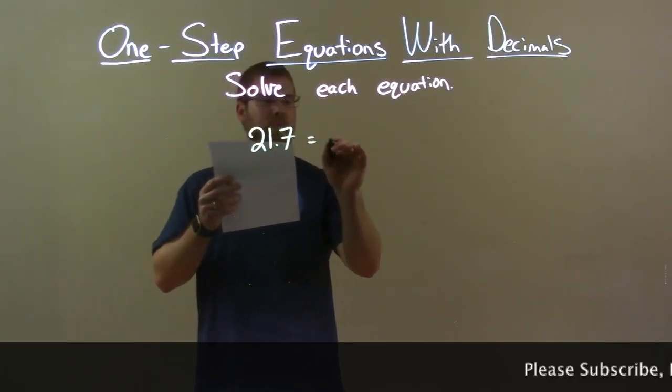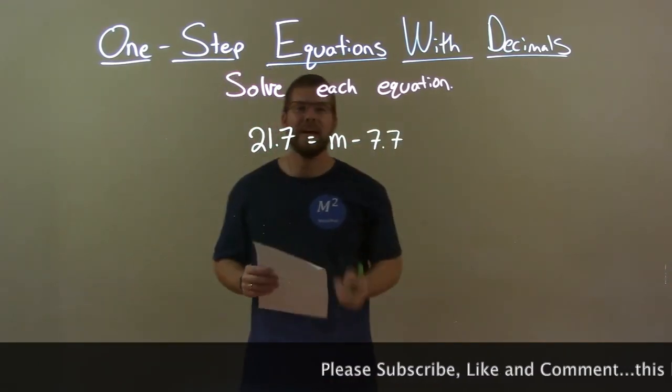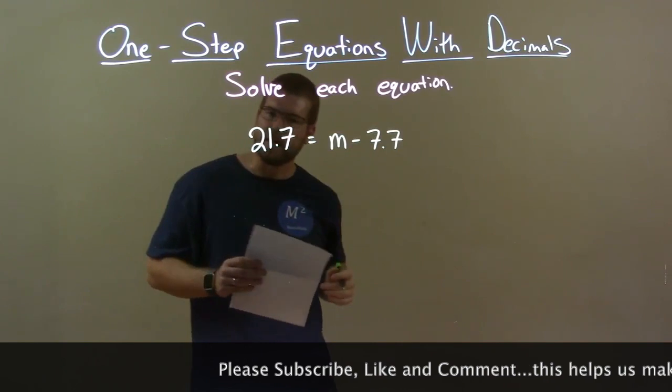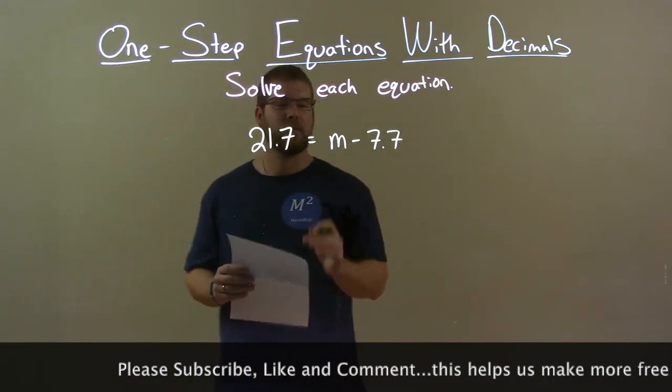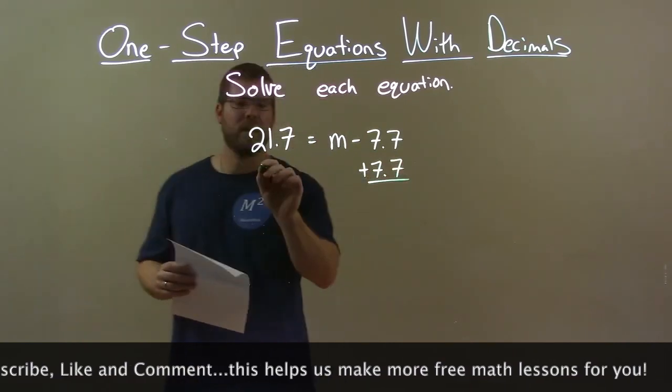21.7 equal to m minus 7.7. All right, we want to get m by itself. It's being subtracted by 7.7. Opposite of subtraction, addition. I add a 7.7 to both sides.